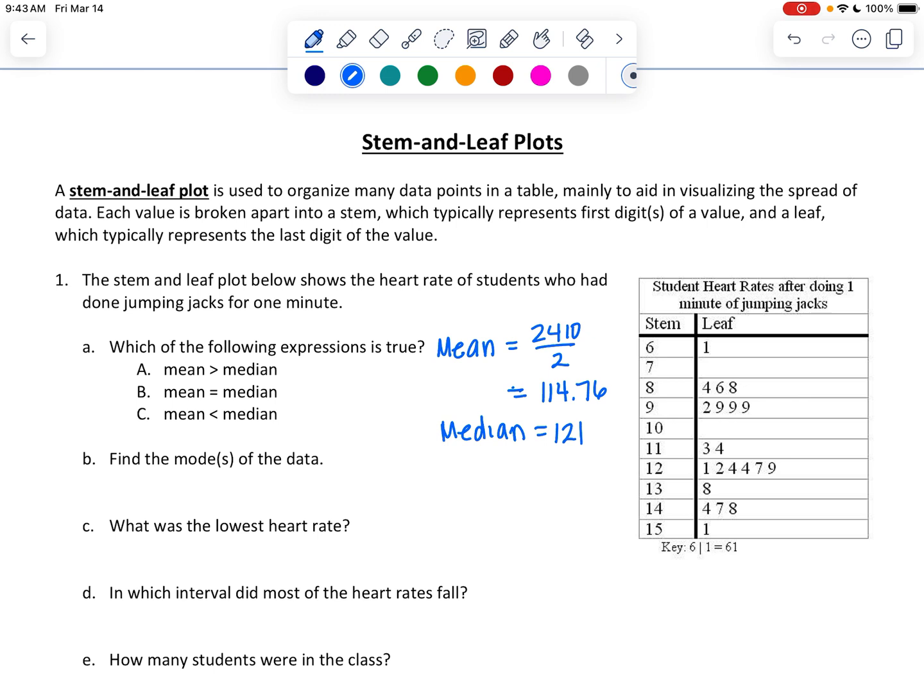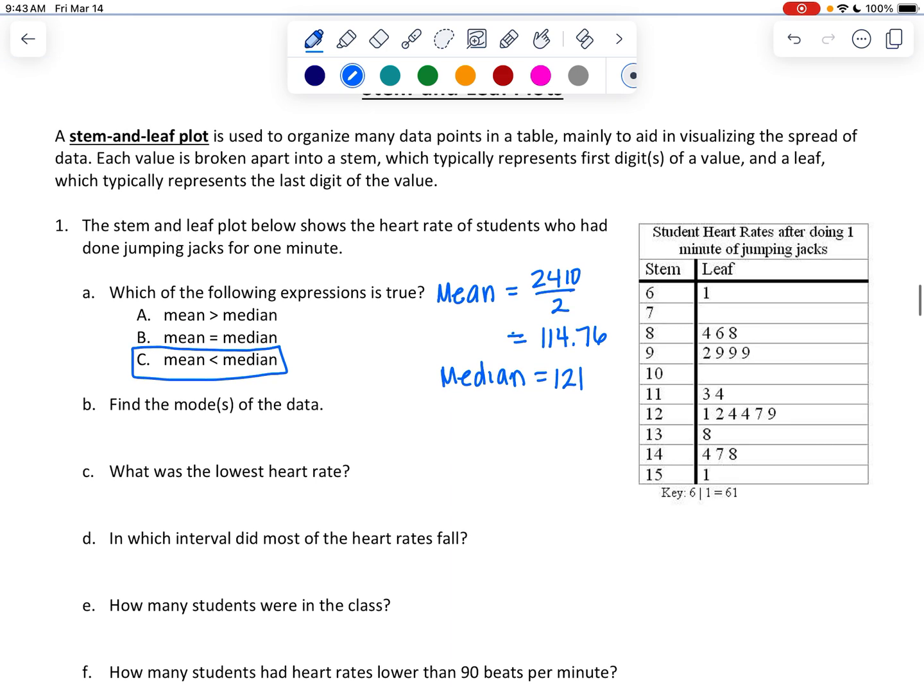Okay, so to answer the question, which of the following is true? The median is larger than the mean, or the mean is smaller than the median. So the answer is letter C. The mode, which number occurs most often? That's going to be your 99. Okay, so what is the lowest heart rate? That's going to be a 61.